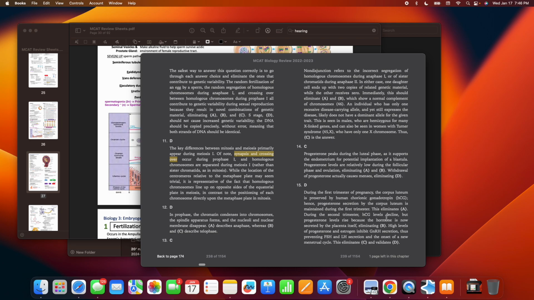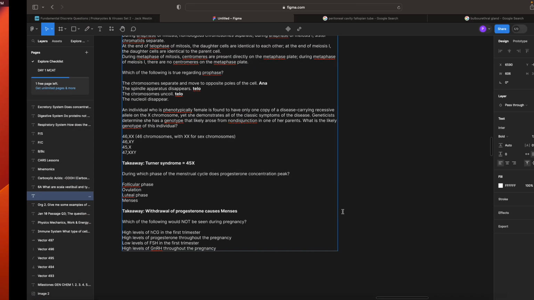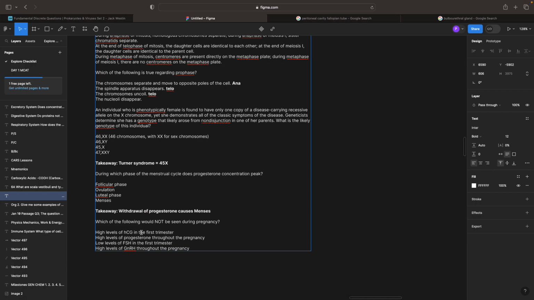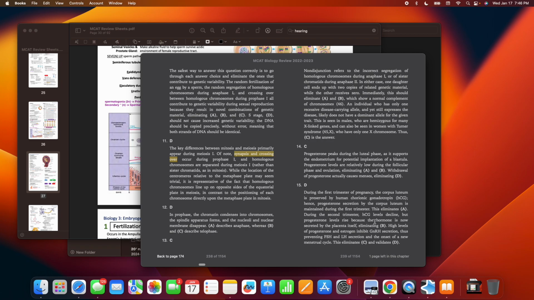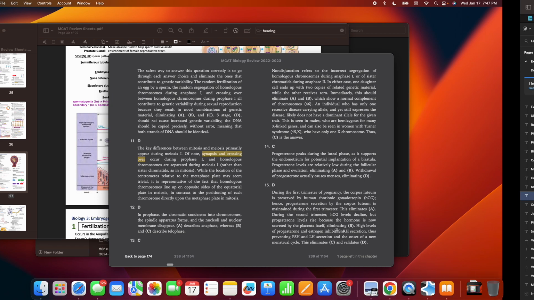During the second trimester, HCG levels decline. So we do see high levels of HCG in the first trimester, and high levels of progesterone throughout the pregnancy. But during the second trimester, the HCG levels drop, but progesterone levels rise because the hormone is now secreted by the placenta itself. High levels of progesterone and estrogen inhibit GnRH.